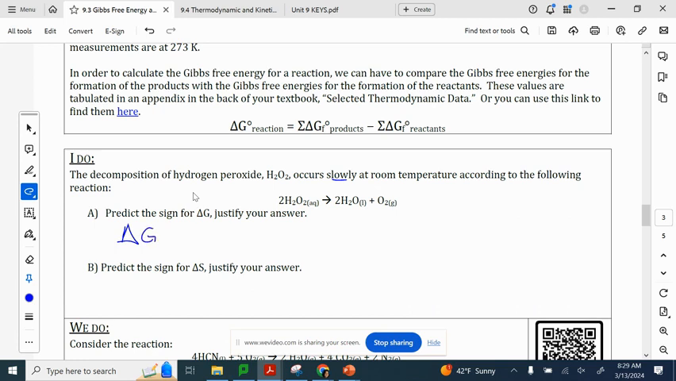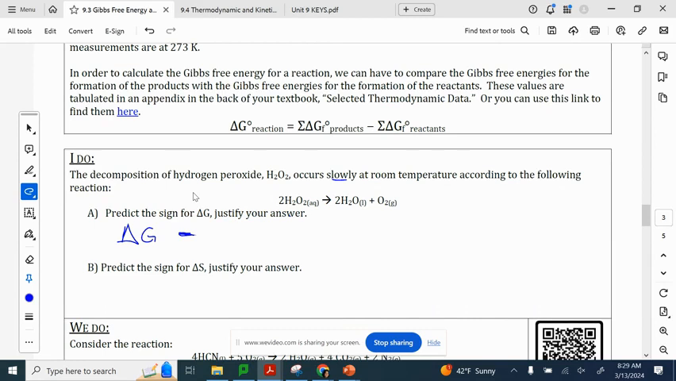Positive or negative? Negative. Because negative delta G, those are thermodynamically favorable. Okay? It's going to decompose without any energy being added to the system. So no new energy is added. So that is your justification. It happens slowly at room temperature. So if it happens without any intervention, adding energy into it, then that means that that is thermodynamically favorable. Don't say spontaneous. That makes them unhappy.